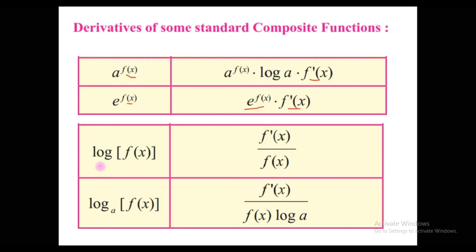Now coming to this part, log of x or log of f of x could be written as 1 upon f of x, multiplied by f dash of x. Now this log of f of x to the base e can be simplified further. There is something called the change of base rule in logarithm. Using the change of base rule, we will write this as log of f of x upon log of a.